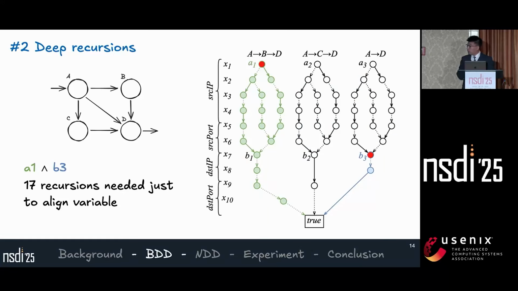The second limitation is deep recursions. Suppose now we need to compute the conjunction of the nodes A1 and B3 to perform the logical operation. BDD first needs to align the variables. That means one needs to traverse from node A1 with multiple recursions, each recursion looking at a single bit, until it reaches node B1, which encodes the same variable as B3. Only from this point can the effective part of the operation start. It's clear that such a bit-by-bit traversal wastes time because the packet header often has tens of bits.